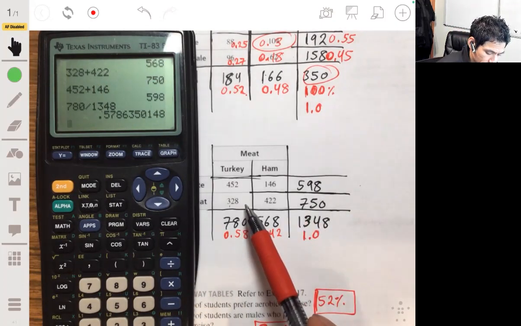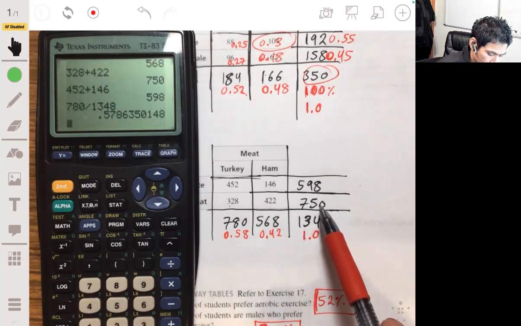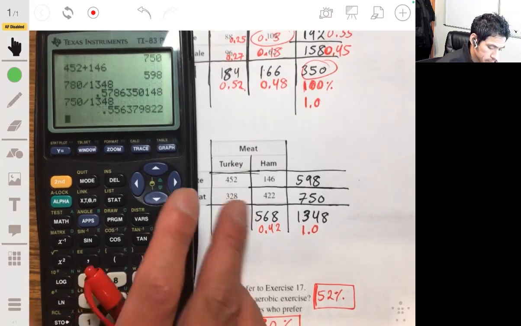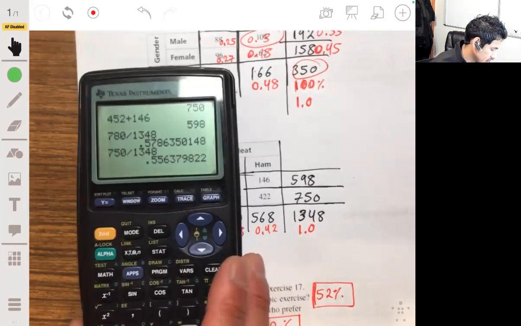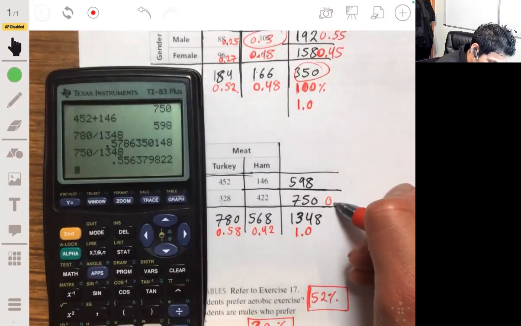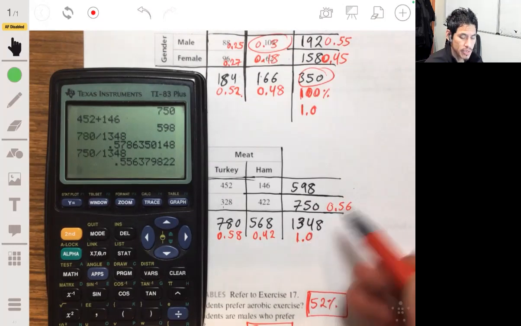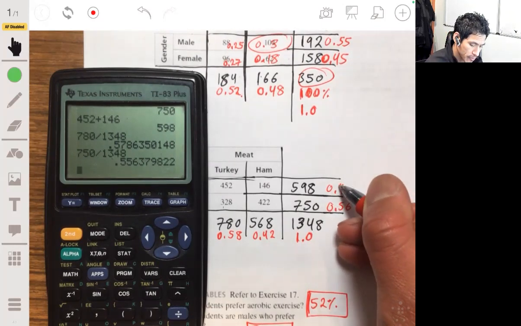Now let's work our way from the outside. 750 divided by 1348, 0.56. 0.56 plus what gives you 1? This would then be 0.44.